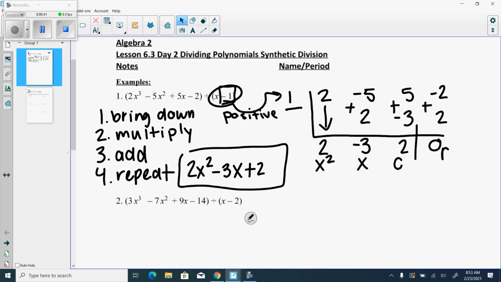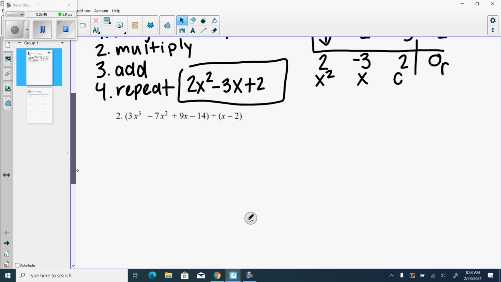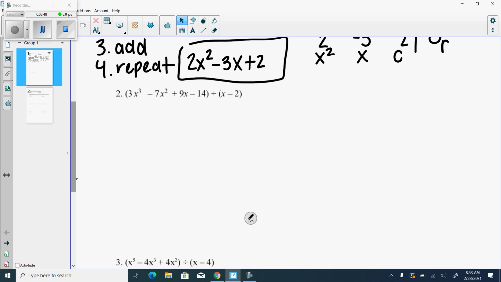All right, so let's try that again. So on number 2, remember, the first term is what goes inside. This part is what goes outside, just like when we're doing long division. So inside my box, I'm going to put my coefficients for this. What's my first coefficient? 3. And then what? Good. And very good.